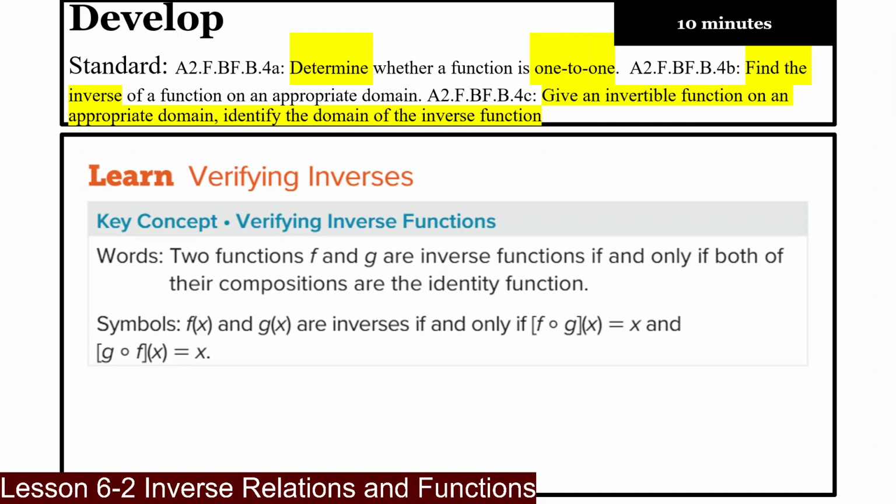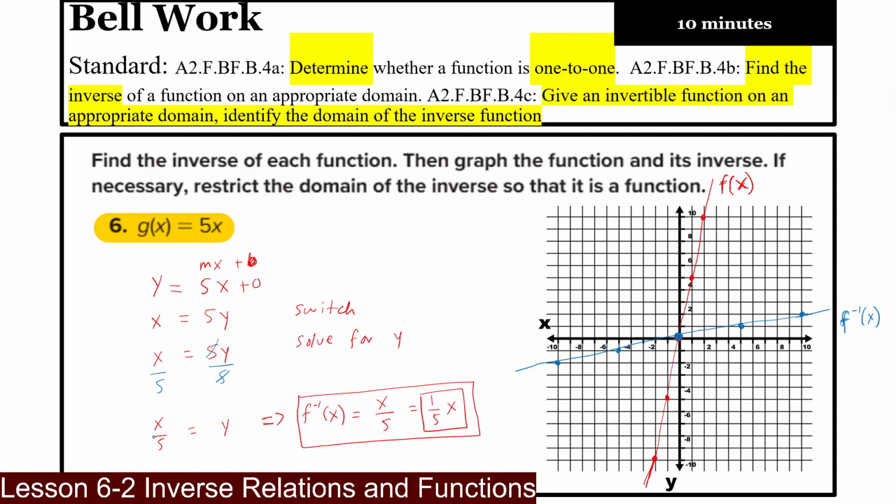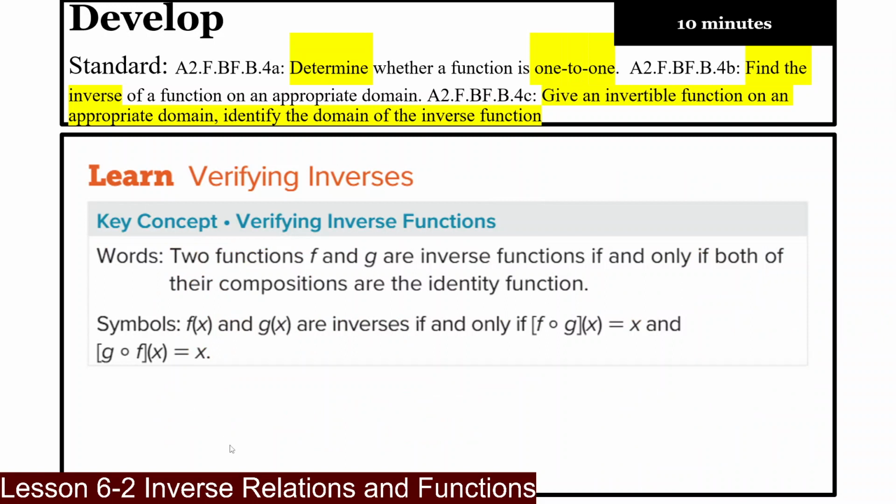Once you find the inverse, well, don't you have to go back and check? Well, this is the check, right? So for example, if in the last problem we found that the inverse of 5x is 1 over 5x, let's call g of x 5x, and we'll call f of x 1 over 5x and see what happens.